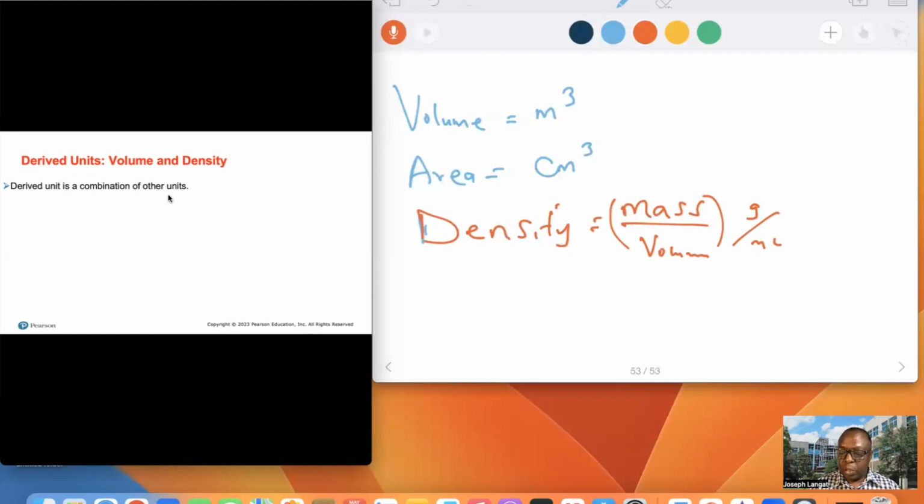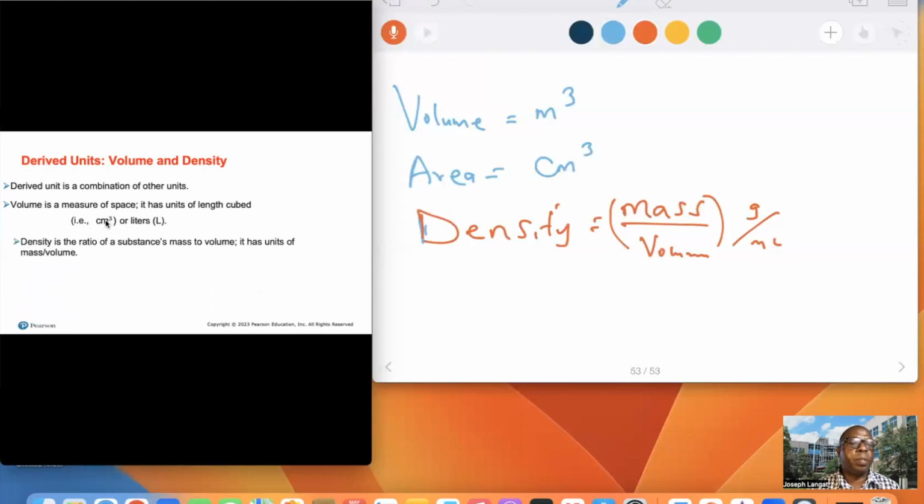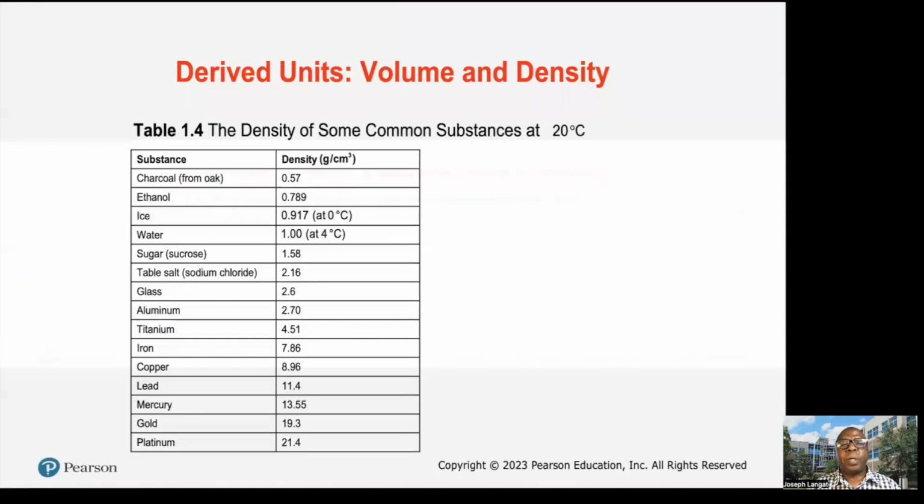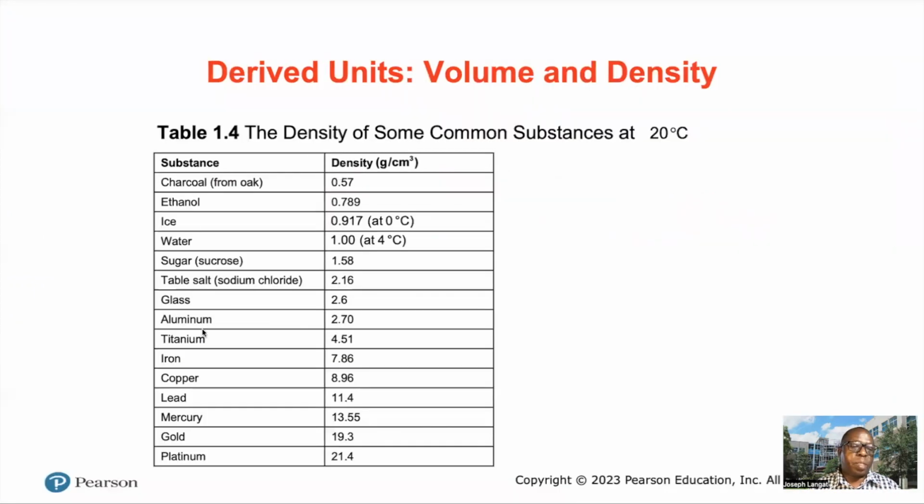Derived unit: a combination of units, e.g., cubic centimeters is derived from the length in centimeters. Density is a ratio of mass to volume. This is what I have here, and I've given you the units. Units for mass is grams. It's a derived unit. We have other derived units, all right? Derived could be volume, could be velocity. These are different units, I mean density for different substances.